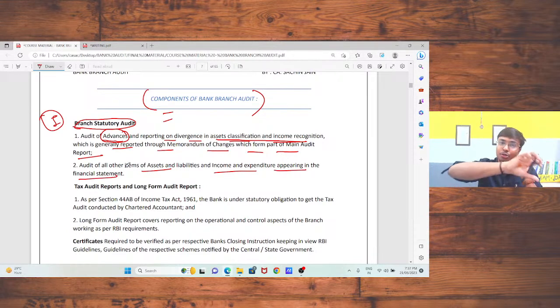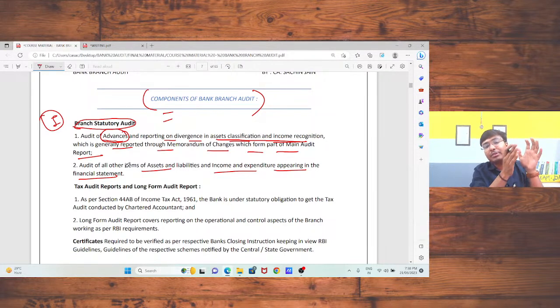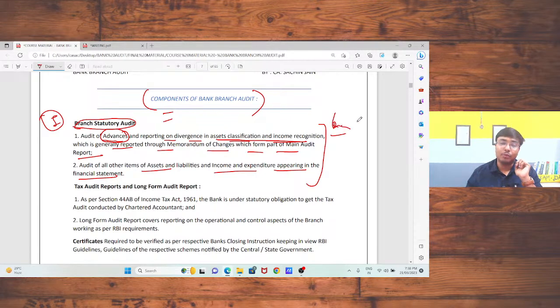Now, audit of all other items of assets and liabilities and income and expenditure appearing in the financial statement. For that purpose, you should take the trial balance and profit and loss account as at the end of the financial year and compare with the previous year figures. If there is any divergence or if you find any material amount, in that case you should report the same. You should check the same with the profit and loss account, and with the accounting aspect of that particular bank from their software. Okay, sir. So that is the process for the main audit report with MOC.